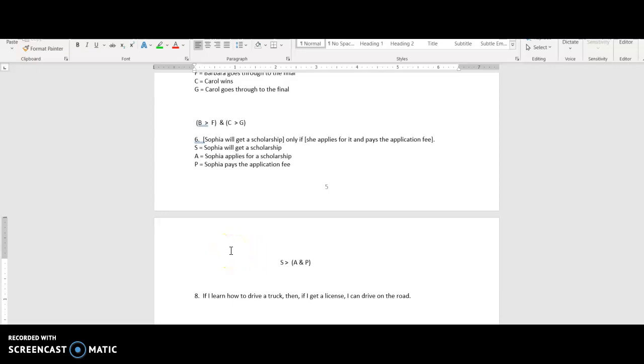Okay, so again, the easiest way to remember how to translate only if is just to drop in the horseshoe directly for only if. What comes before only if is the antecedent. What comes after only if is the consequent. And also remember the difference between only if and what I call plain old if. If we got rid of the only, these would be flipped around. The A and P would go first. That'd be the antecedent. And the S would go second. It would be the consequent.